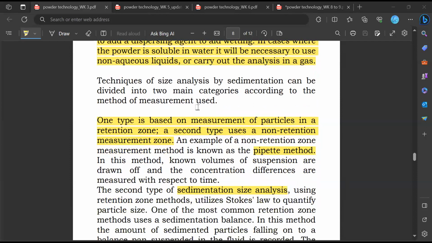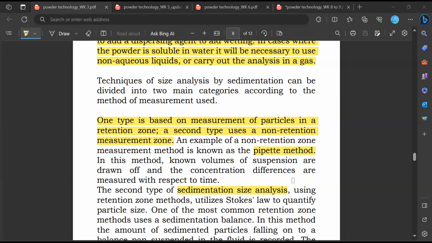So for sedimentation, there are two types of methods that are used, or two measurements. The first one is the non-retention zone, where you use a pipette method. In this method, known volumes of the suspension are drawn off and the concentration differences are measured with respect to time.